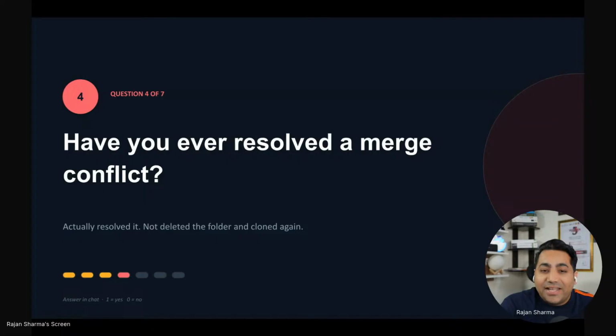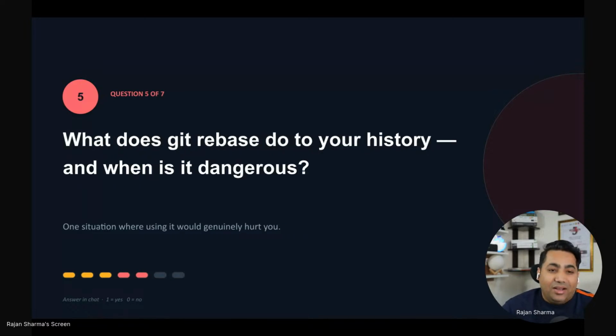The next question is: have you ever resolved a merge conflict? This is my favorite because till now I sometimes struggle to make sure I'm doing it correctly. What does git rebase do to your history? When I say history, what exactly does it do? Or do you know any situation where it becomes dangerous?